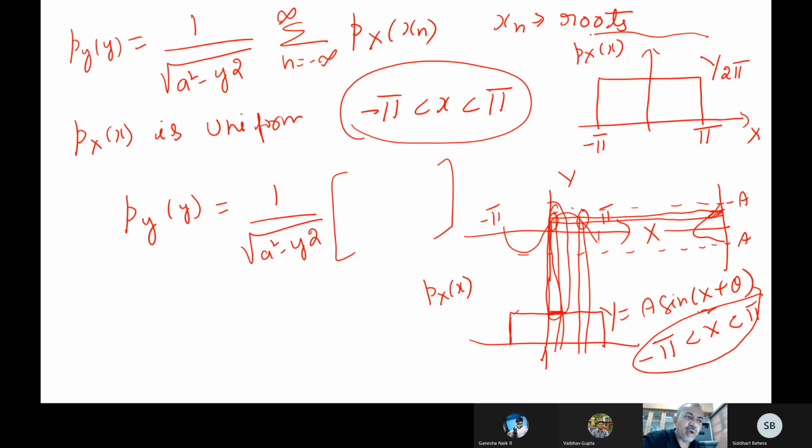See, it is a uniform random variable. Whatever value, suppose x is 0, what is the value of px of 0? Now, what are the values in that small range? What is the probability of x between minus pi to pi? What is the value?